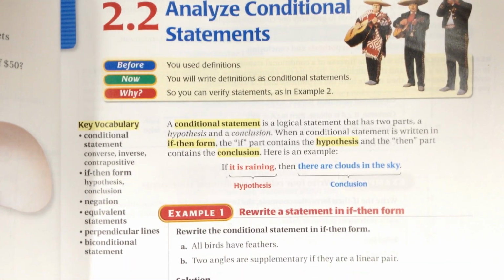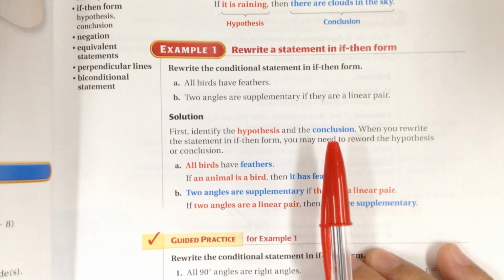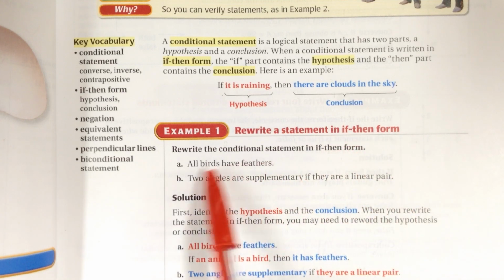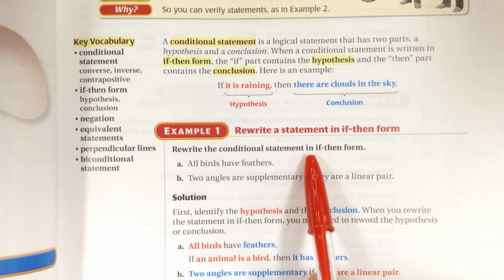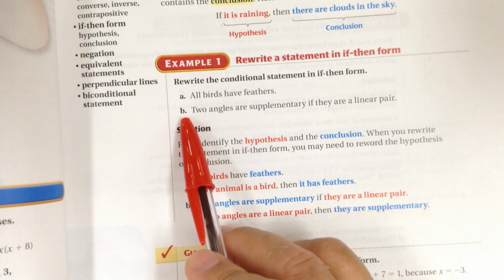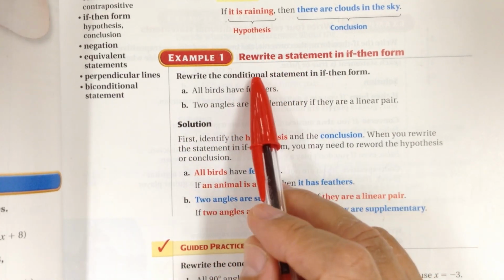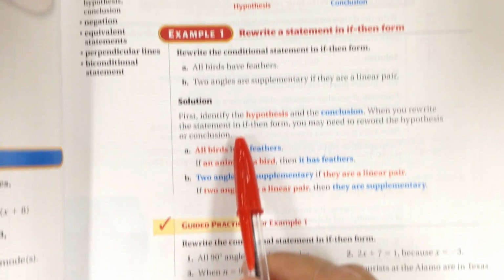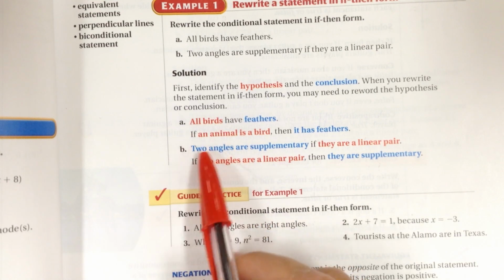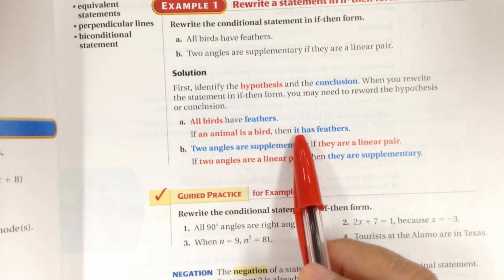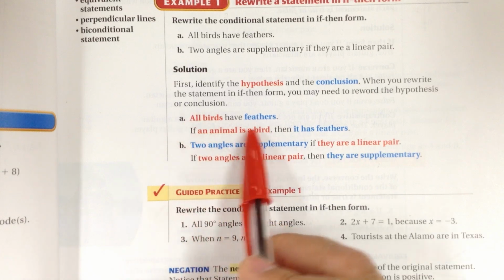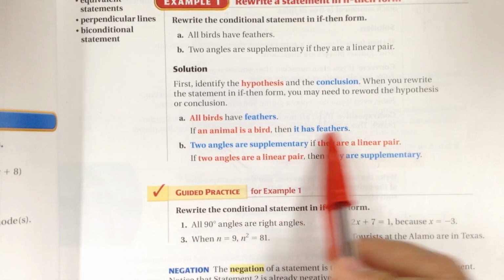Now let's go to example 1. Write a statement in if-then form. Rewrite the conditional statement in if-then form. All birds have feathers. Let's do A first. You're going to write the statement in if-then form. The first part would be your if. So, if an animal is a bird, then it has feathers. So that's your conditional statement. The first part is your hypothesis. The second part is your conclusion.